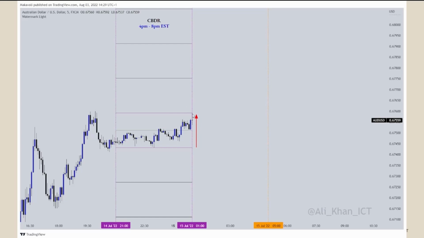I want to assess my range is less than 40 pips and greater than 20 pips. Like I said, it can be as low as 15 pips. But anything less than that we want to omit using the central bank dealers range.